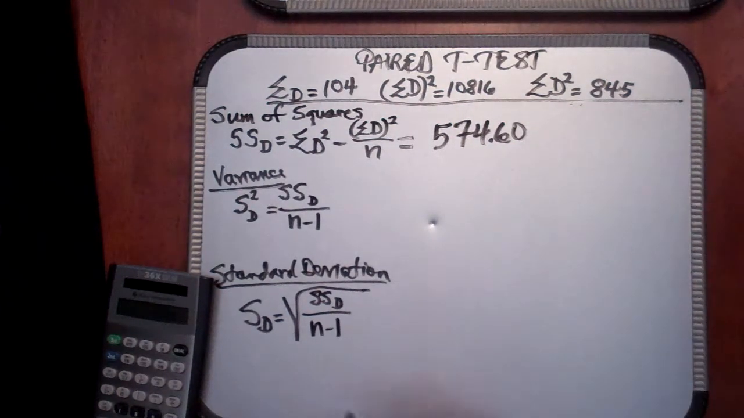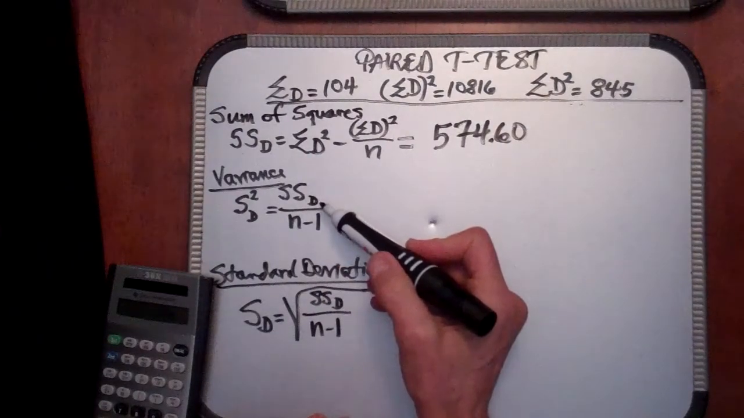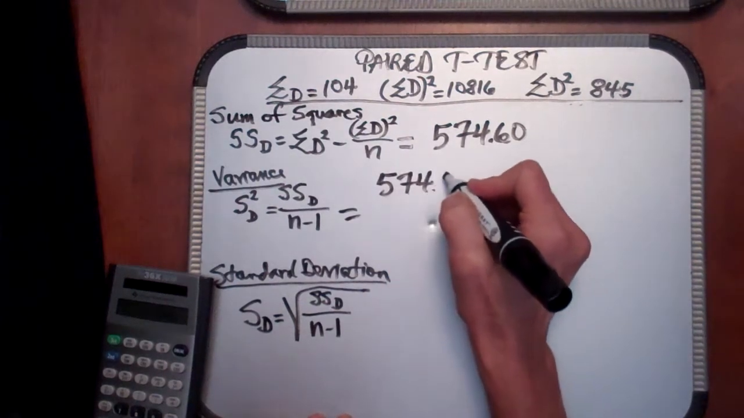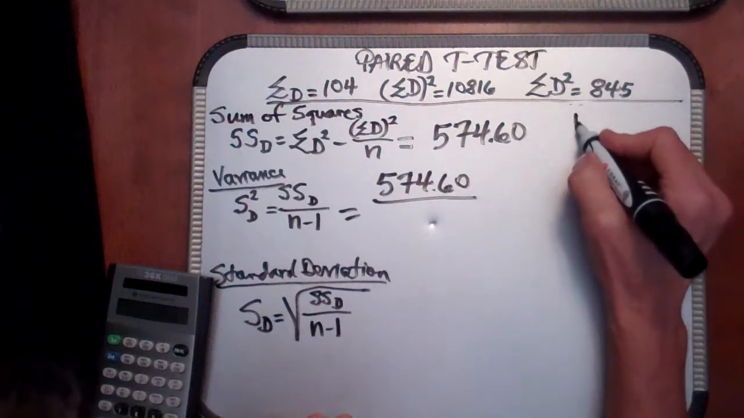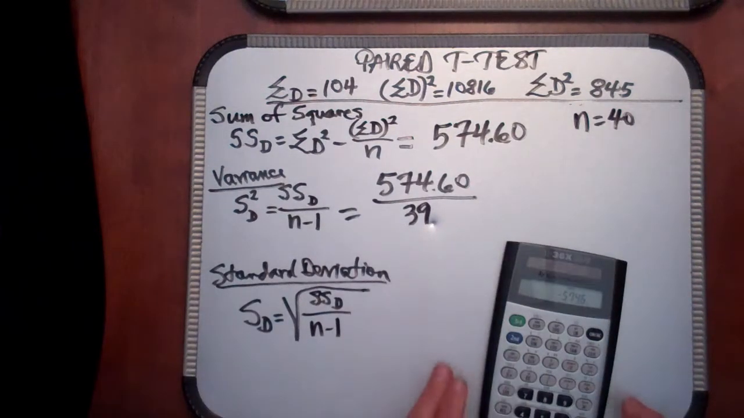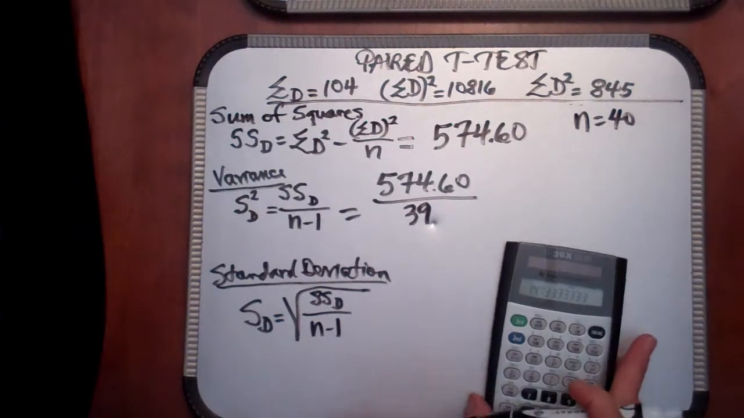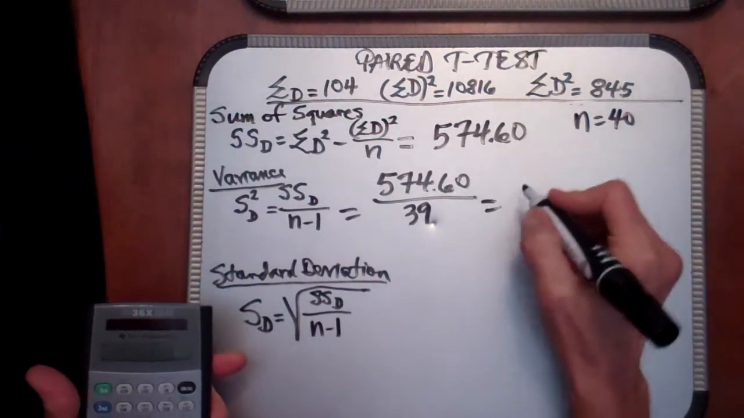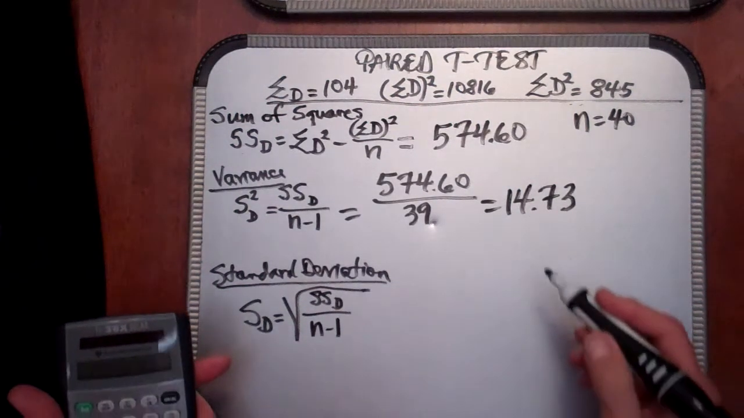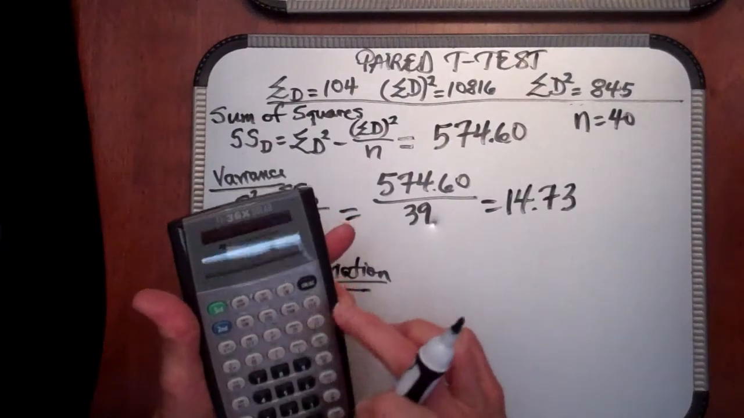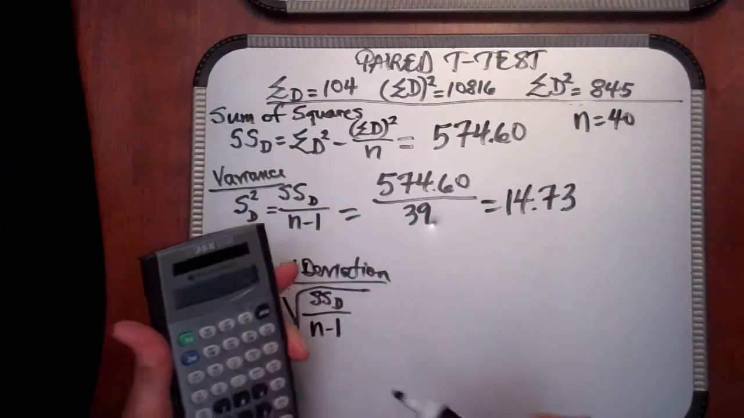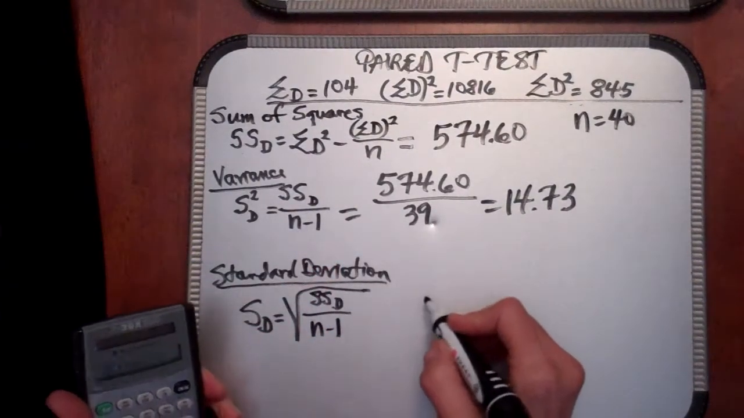Now to get the variance, it's just the sum of squares of the differences divided by n minus 1. So this is 574.60 divided by n minus 1 equals 39, right? So let's take this divided by 39, and we get 14.73 rounding. And then the standard deviation is very simple for that. We hit the square root button, and we get 3.84, and let's round that number.